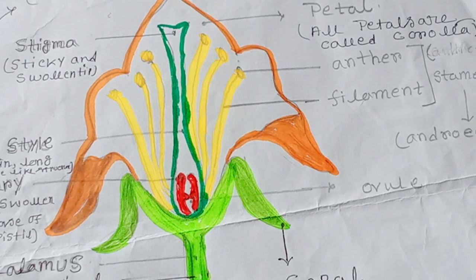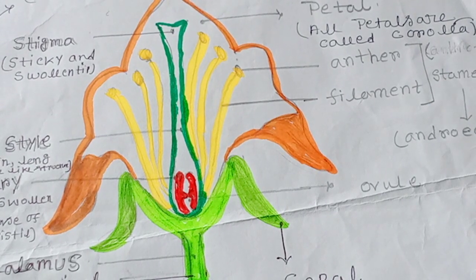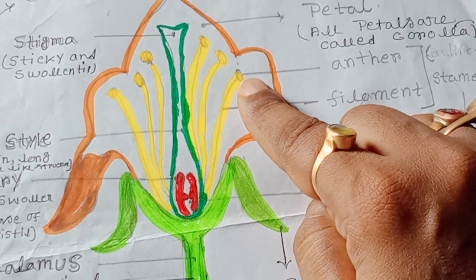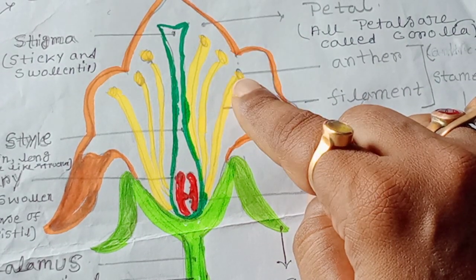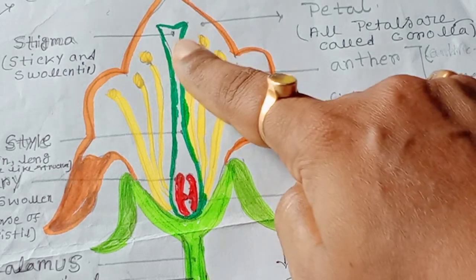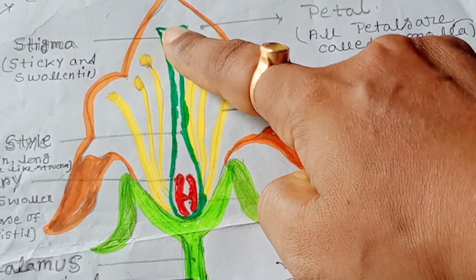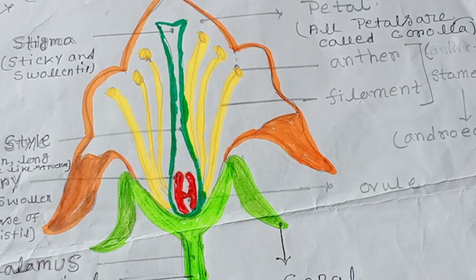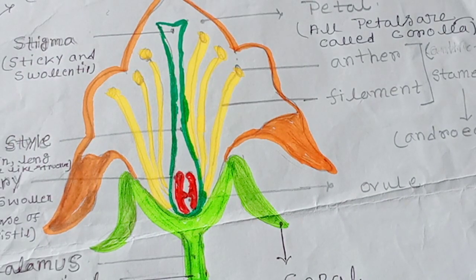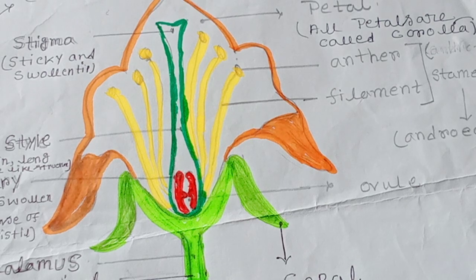In this picture, I am going to give you the explanation. When the pollen grains from the anther of a flower are transferred to the stigma of the same flower or to the stigma of another flower of the same plant, that process is called self pollination.